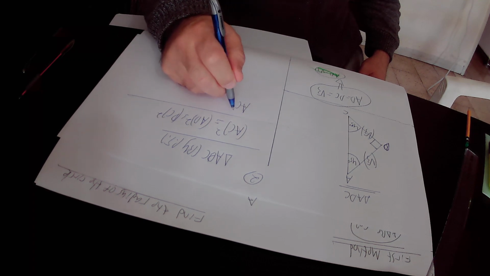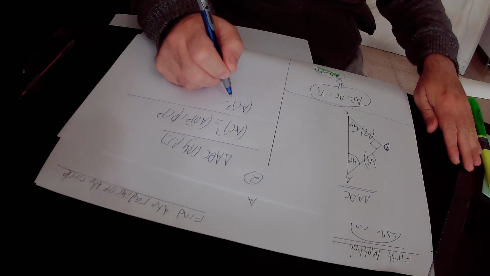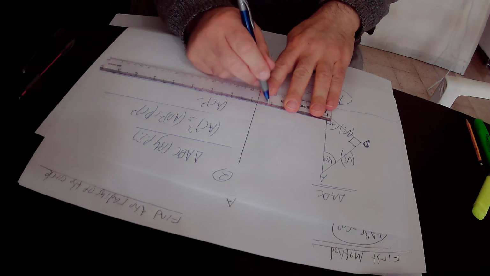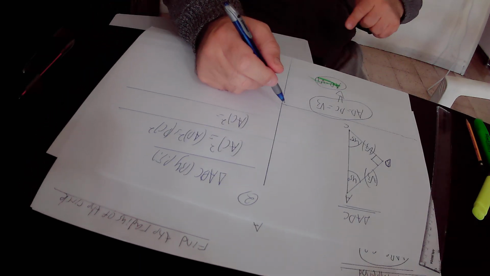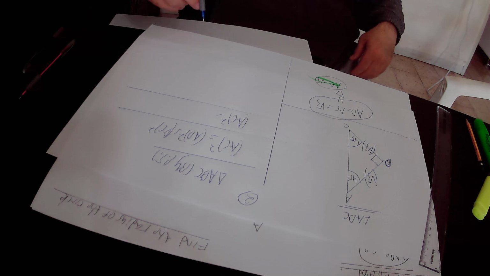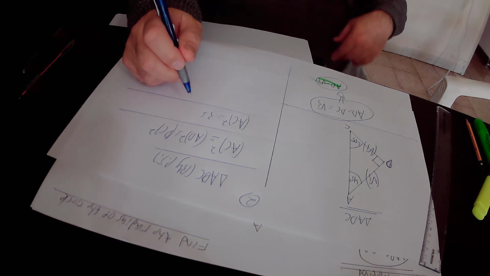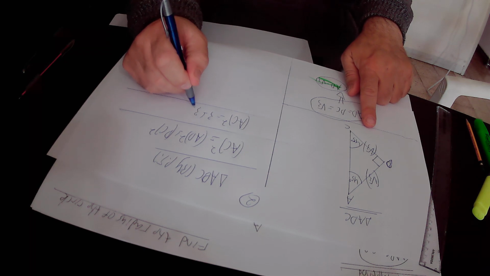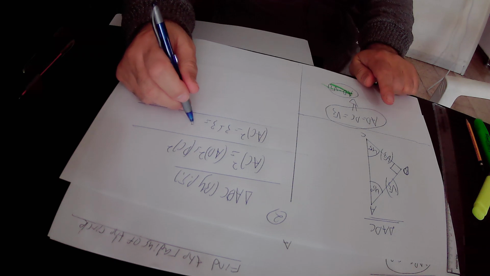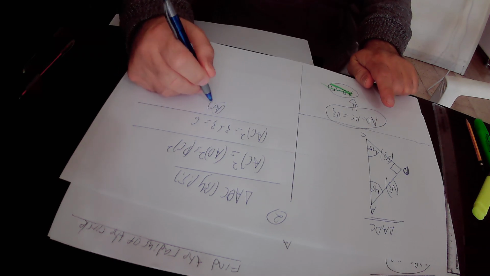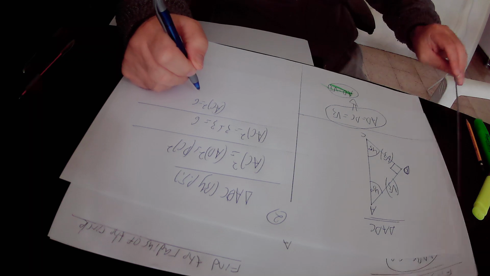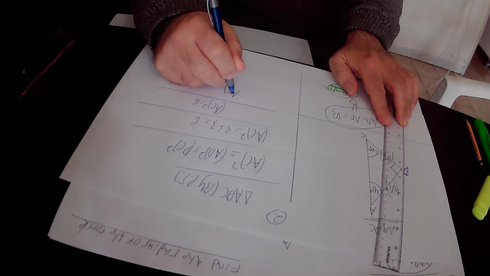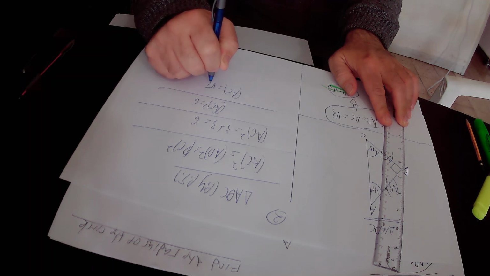So AC squared, that is the square of the hypotenuse, equals AD squared. AD is the square root of 3, therefore AD squared is 3, plus DC squared. DC is also the square root of 3, therefore DC squared is 3. So in total, AC squared equals 3 plus 3, that is 6. AC squared equals 6. Here we take the root of this equation, and finally we get that AC equals the square root of 6 units in its length.